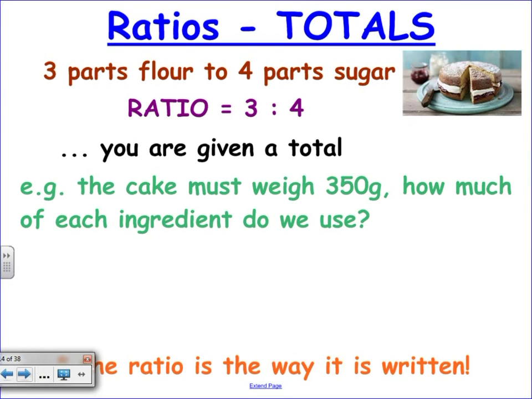So you have to write down your ratio first of all. 3 parts of flour, so I've got flour and sugar, 3 parts to 4. I don't care what type of question it is yet. Every time you write down the ratio first, and then you look at the question and you say, what is the question giving me? Well, in this particular question, it's telling me that my whole cake weighs 350 grams. So the 350 grams isn't 350 grams of flour, it's not 350 grams of sugar, it's 350 grams over here, which is the total of my cake.